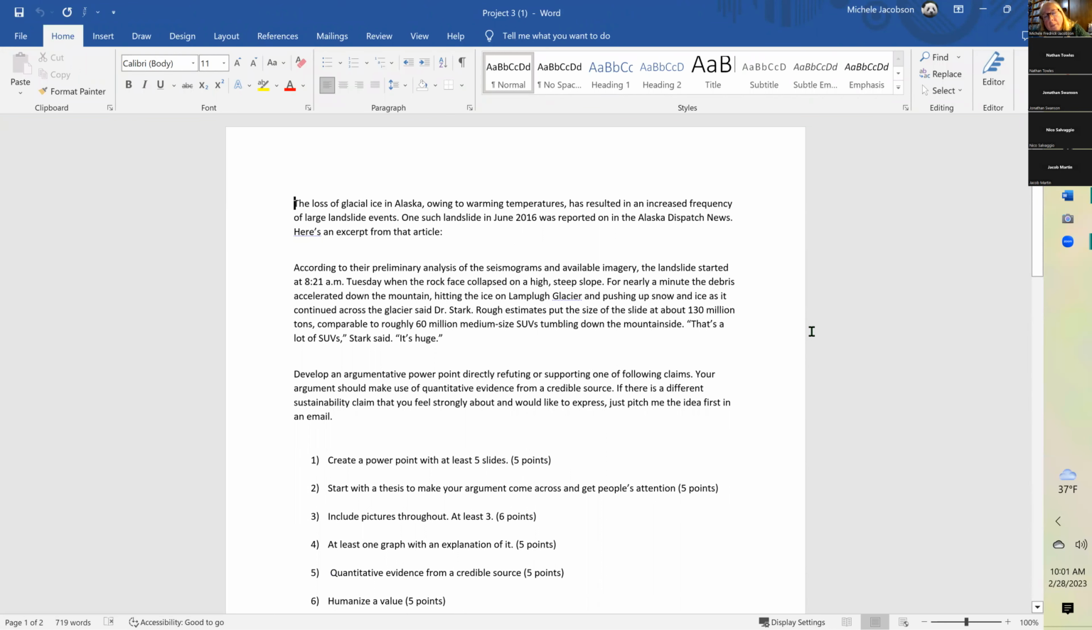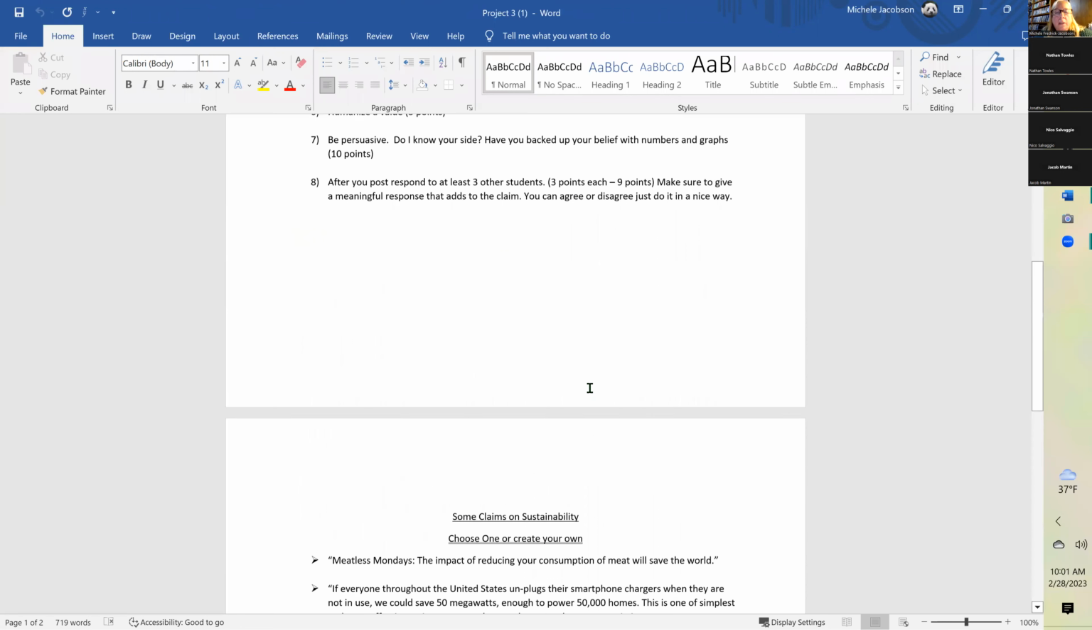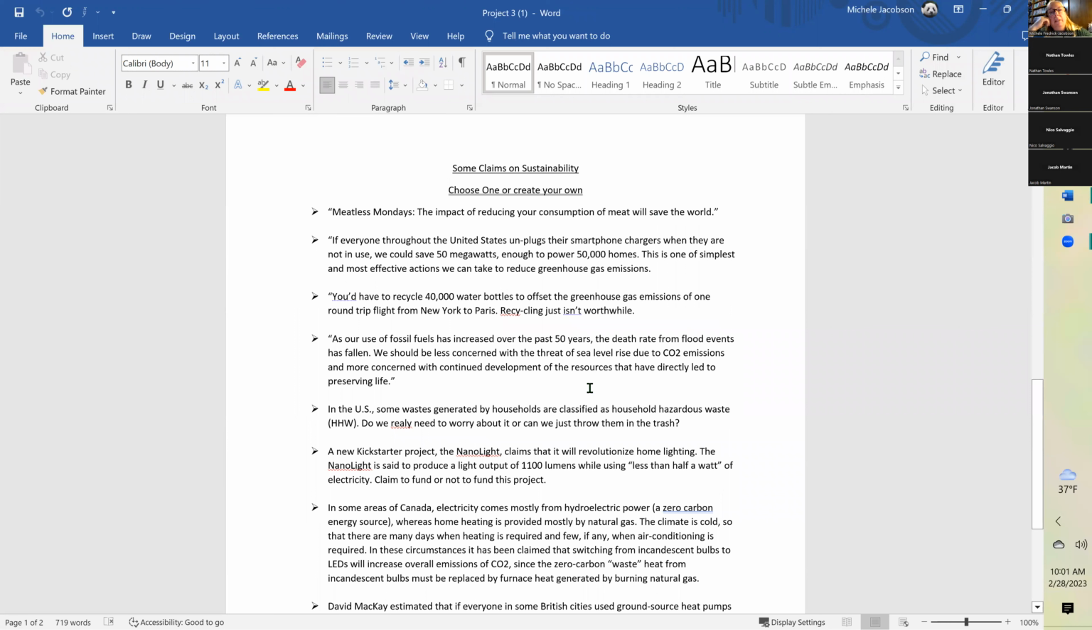For the project, you want to make a PowerPoint, and it says development. So you want to find, and I gave a few claims down here. For instance, meatless Mondays: the impact of reducing your consumption of meat will save the world. There are quite a few articles online about it, but you want to agree or disagree with this and try to get people to agree with you.